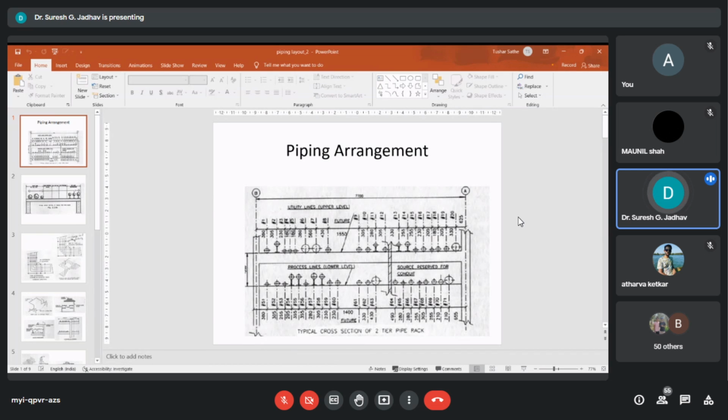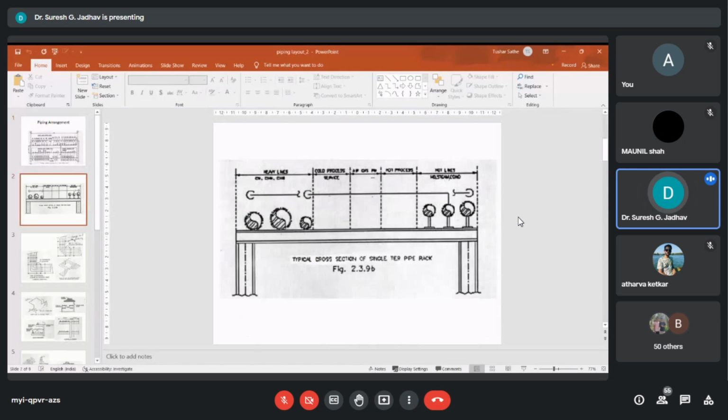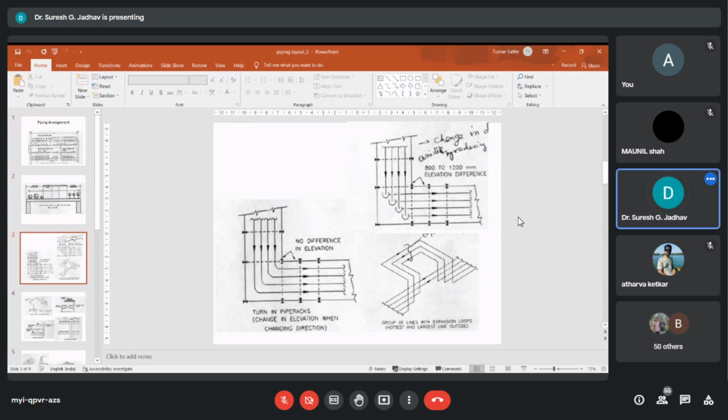For petrochemical plants, piping shall be arranged in an orderly manner and routed as directly as practical, as established in piping engineering. So you will see the single-tier pipe racks. Piping should run at different elevations. The basic principle to be followed in such cases is change in direction. See here, you can see the change in direction.